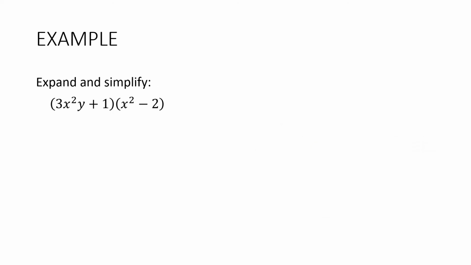Let's look at some examples. Expand and simplify. So this first one we're going to do FOIL on. We're going to do first, which is going to be 3x squared y times x squared, so 3x to the power of 4y. Take away 2 times this, which is 6x squared y, plus x squared minus 2. And that's actually where we'll leave it. We can't simplify that any further.